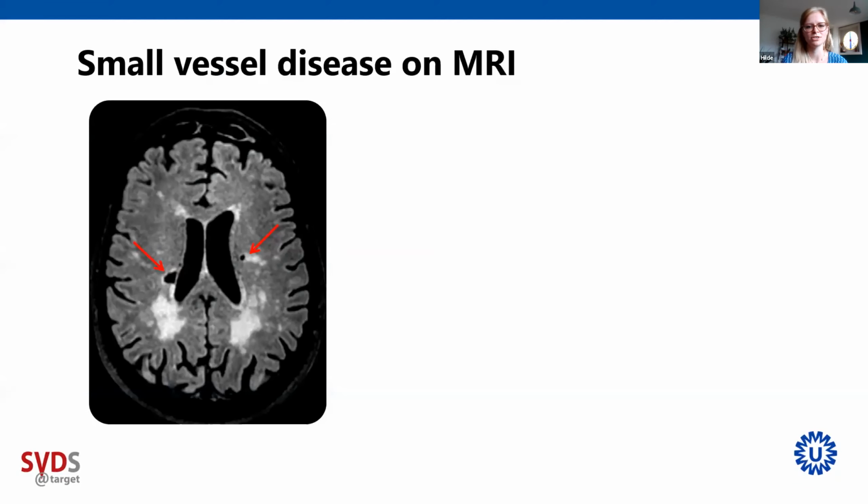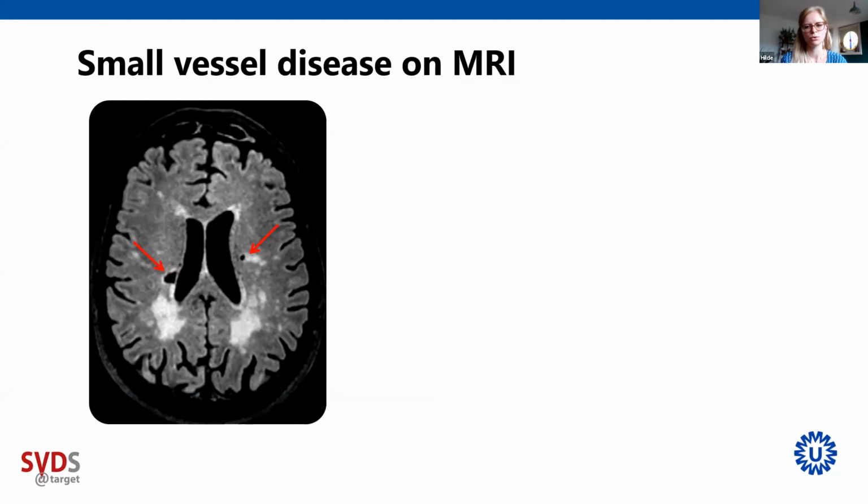So when we think of small vessel disease on MRI, we probably think of something like this: lacunar infarcts, white matter hyperintensities, but also microbleeds. Over the years, these lesions have almost become the equivalent of small vessel disease. However, it's important to realize that these lesions are the consequence of small vessel disease. They are the consequence of underlying problems in the small vessels.